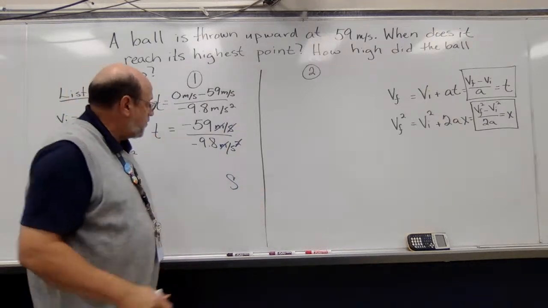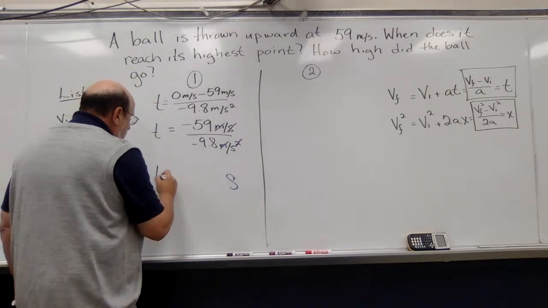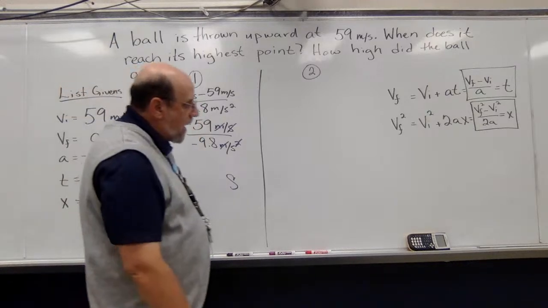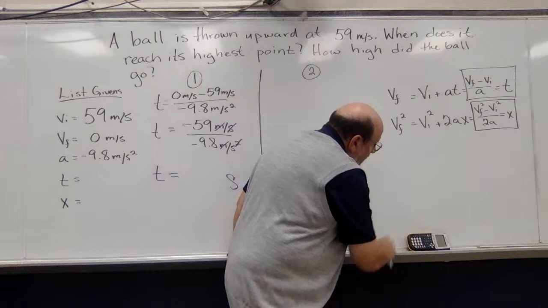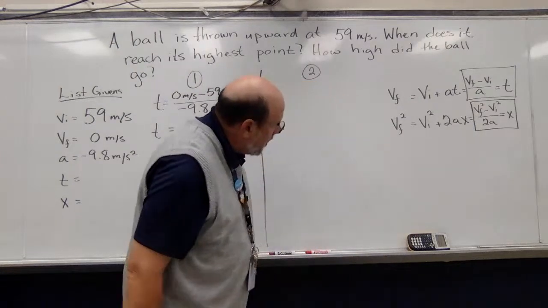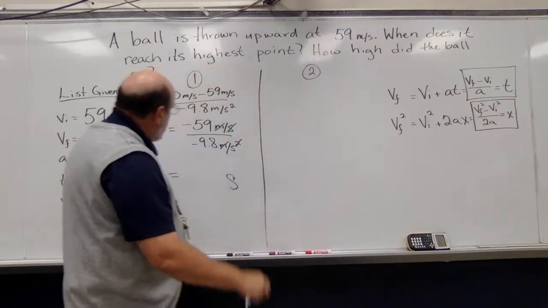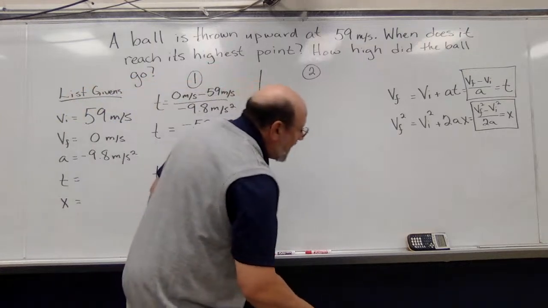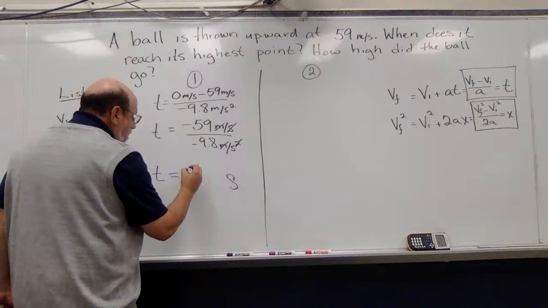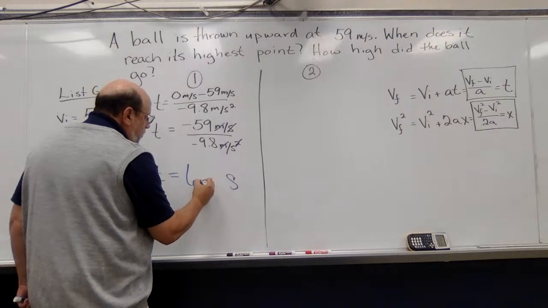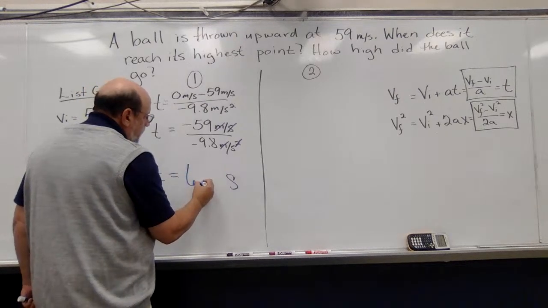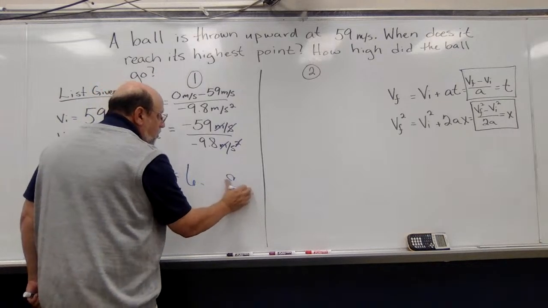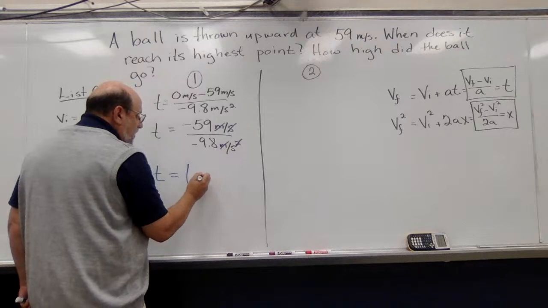You betcha. So we are well on our way. So we've canceled our units. Now all we have to do is the math. Well, the math says, and I did it just a second earlier, negative 59 divided by negative 9.8 is positive 6.02 seconds, but really and truly, we're going to call it 6 seconds.